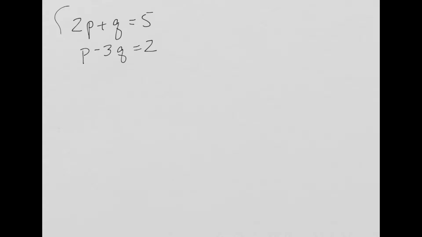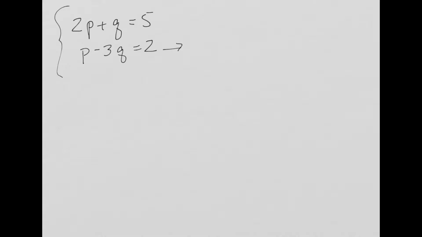So here's my system of linear equations. All of the powers are 1. I have 2 variables, both linear. What am I going to do first? So I'm going to take one of these equations and solve for one of the variables. Now it doesn't matter which one you choose. I'm going to choose this one.